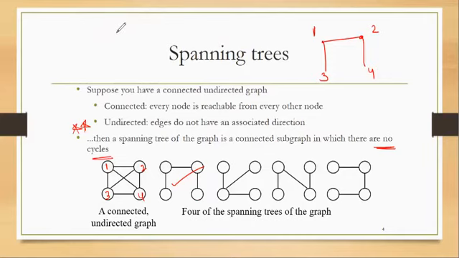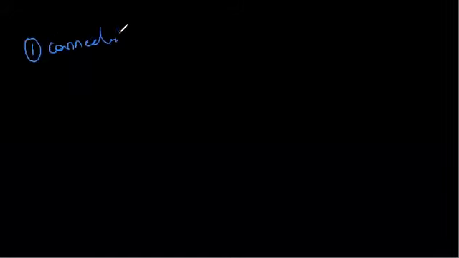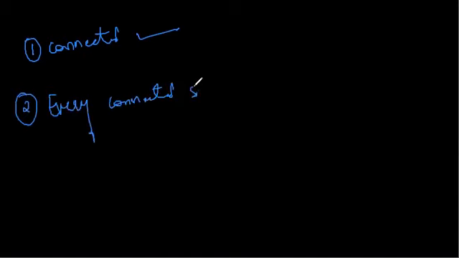Now, apart from that, let's see a few more points. A simple graph with a spanning tree must be connected. Another important point is that the graph must be connected because there is a path in the spanning tree between any 2 vertices. So in the case of a spanning tree, there should be a path between each pair of vertices. That is why it should be a connected graph. Every connected simple graph has a spanning tree. This is very important.